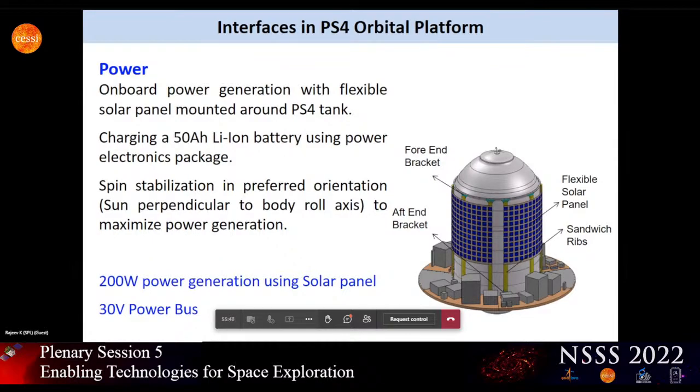The charging of a 50 Ah lithium-ion battery is done using the power electronics. The spin stabilization in a preferred orientation is done to maximize the power generation. For C45, the power generation was 200 watts, but then there is a small cyclic variation superposed on that. The voltage that could be delivered is 30 volt. Okay. So this is important for the payload subsequently for powering its operation.